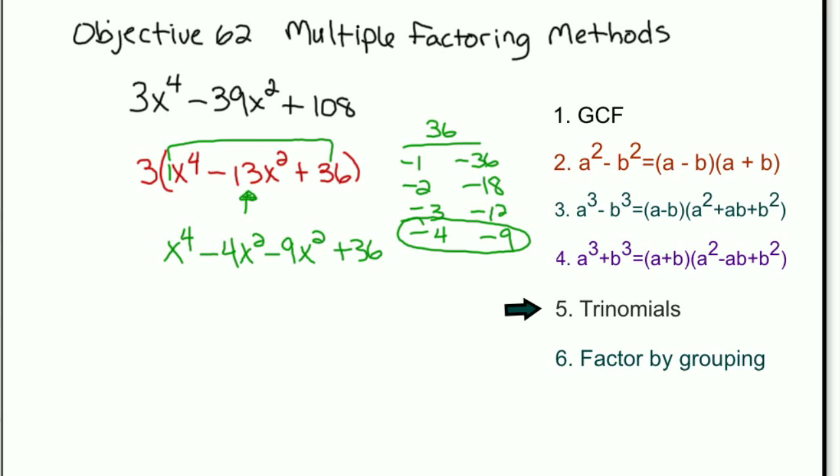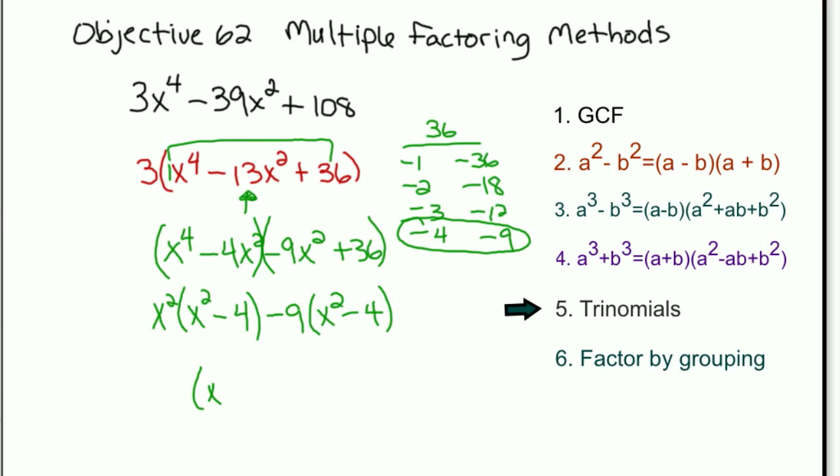So here I have 4 terms. I'm going to go ahead and make groups out of this. In the first group, I can factor out an x squared, and I'm left with x squared minus 4. In the second group, I can factor out a negative 9 and be left with x squared minus 4. That's going to continue to factor to x squared minus 4 times x squared minus 9. Now I can take that greatest common factor and bring that down as part of my solution.